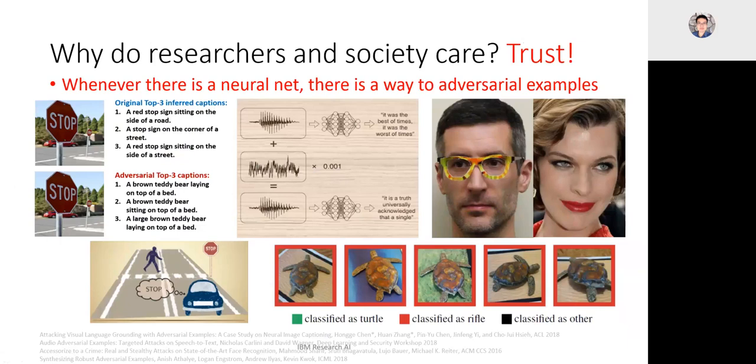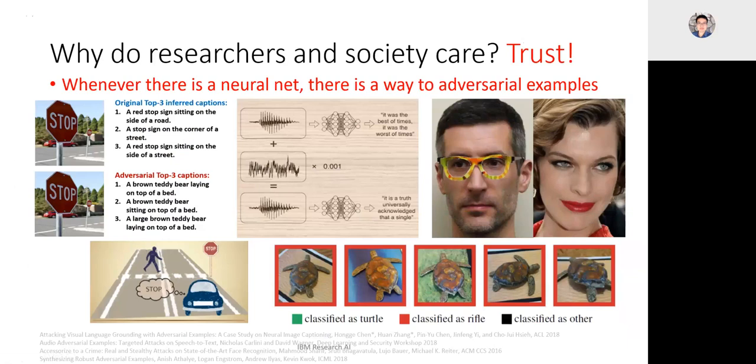In the physical world, these things could happen as well. CMU researchers have devised some adversarial glasses. Once you wear the adversarial glasses, your face recognition system will think you are someone else rather than the person wearing the glasses. You can apply this technique to evaluate the robustness of autonomous driving systems for sure.